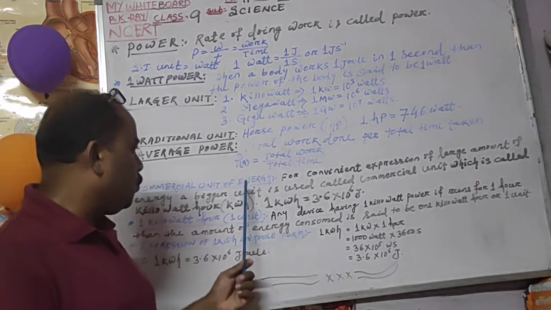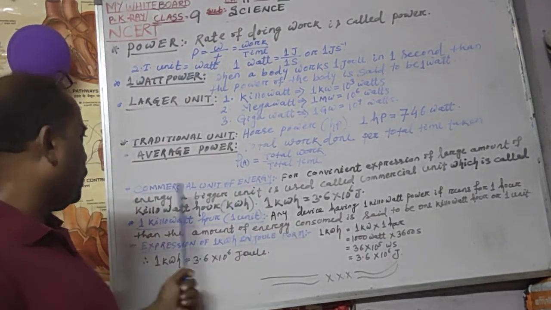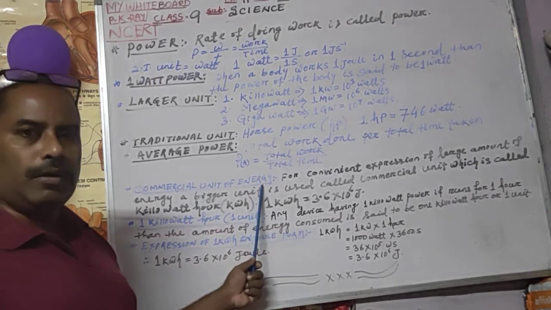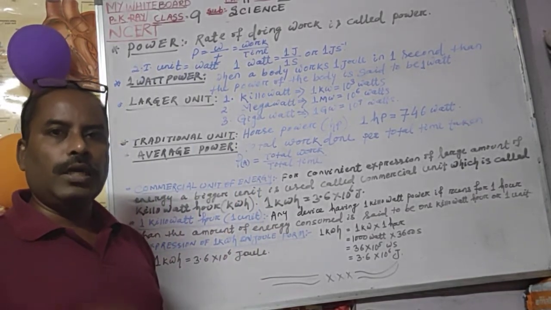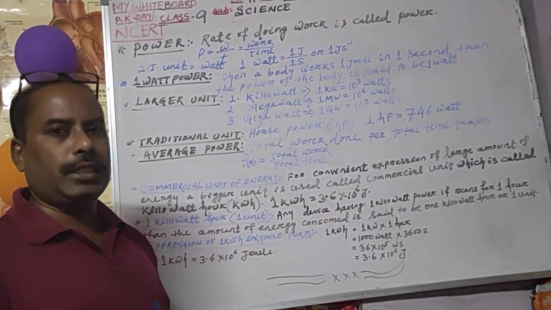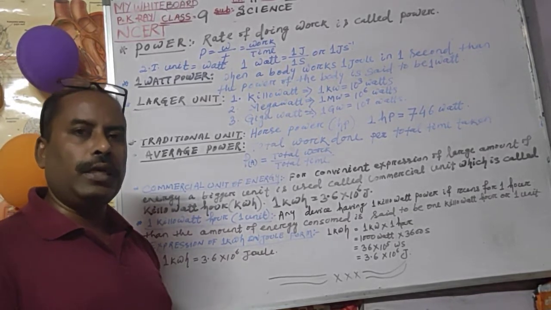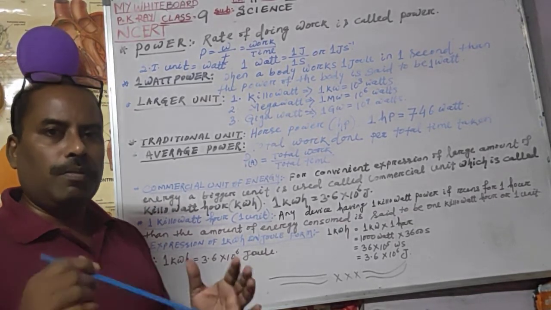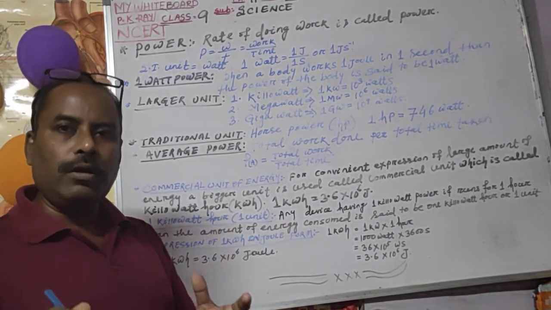In that case, we use one unit that is called the kilowatt hour, the commercial unit of energy. So the commercial unit of energy is called kilowatt hour, or simply it is called units. Either kilowatt hour we can call, or we can call it units. So the commercial unit of energy is what? That is kilowatt hour or unit.